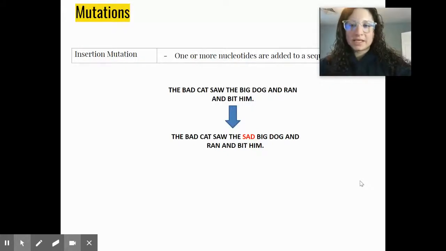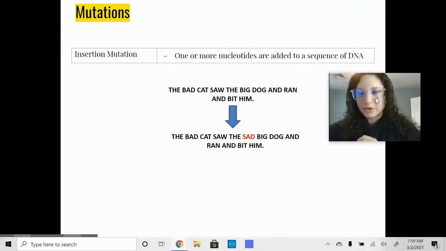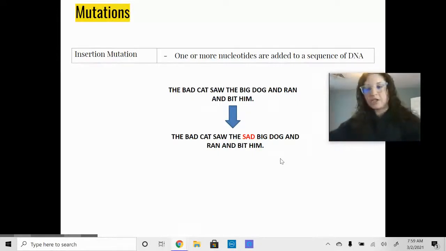All right, so the next type of DNA mutation that we're going to talk about is an insertion mutation. And so basically we are inserting one or more nucleotides into our DNA sequence. So again, we're going to take our sentence, the bad cat saw the big dog and ran and bit him. And I'm going to insert the word sad. So in this case, the bad cat saw the sad big dog and ran and bit him. So the sentence still makes sense. We're actually adding another adjective to describe the dog.